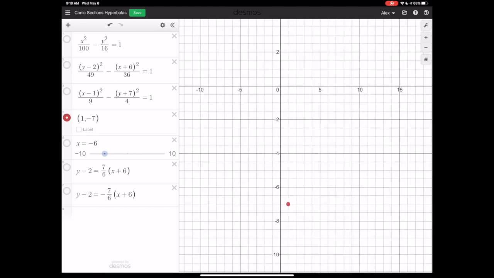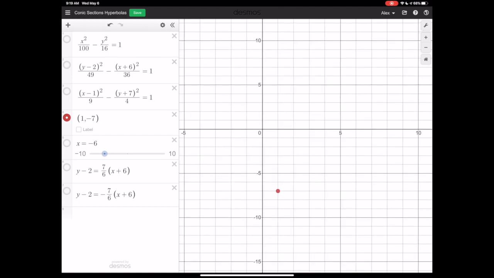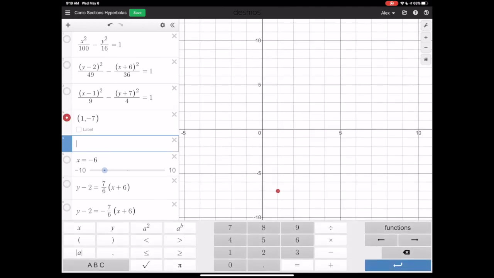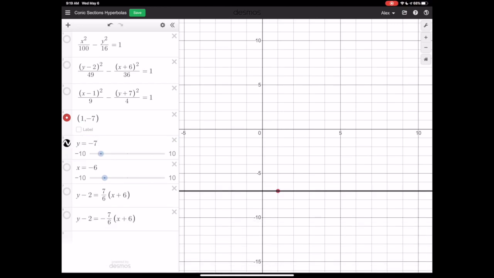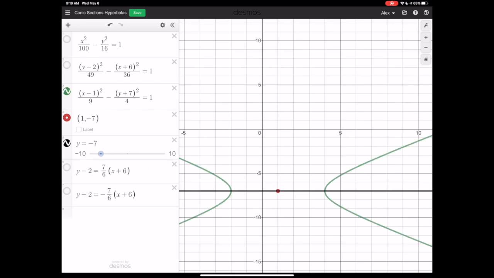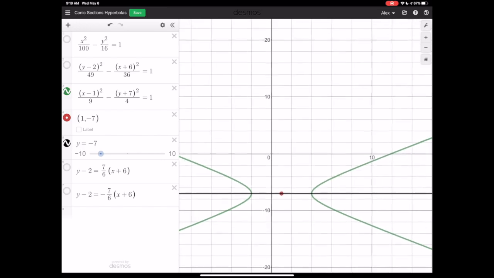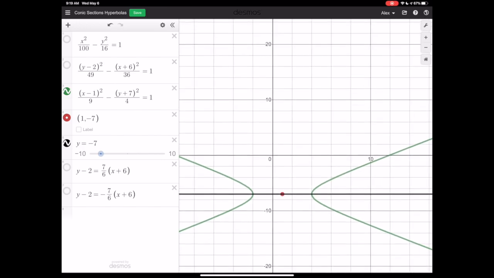Kind of zoom in a little bit. All right, the next prediction again is that it's going to open right and left along the horizontal, so that would be the horizontal at -7. So I'll put that in here so we can see it. And then let's go ahead and graph it. I'm going to plot that in, and then zoom out a little bit so we can see it. If you look at the intersection right here where the vertices are, notice that it's exactly 3 steps to the left and 3 steps to the right. That's what's underneath the x there, 9, right? So the square root of 9 is 3.